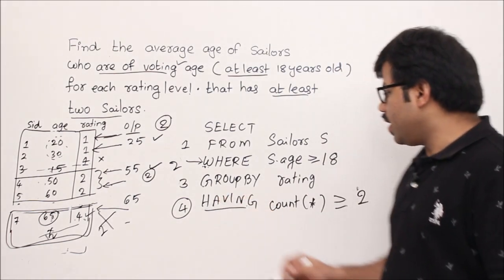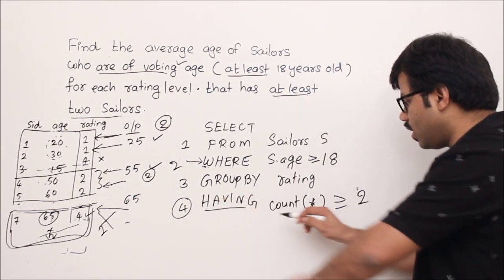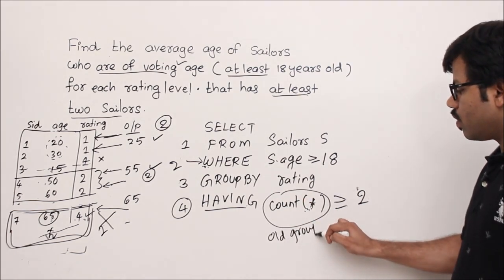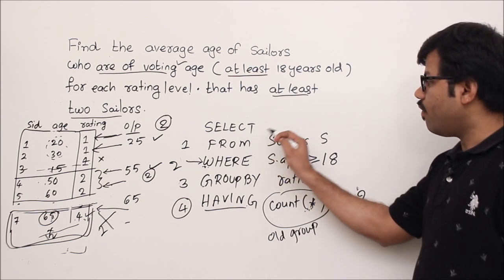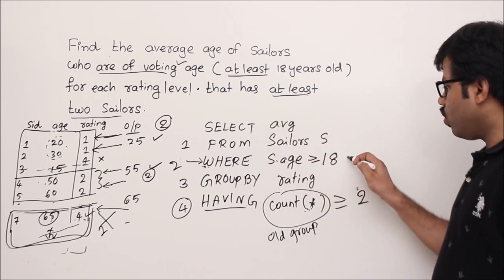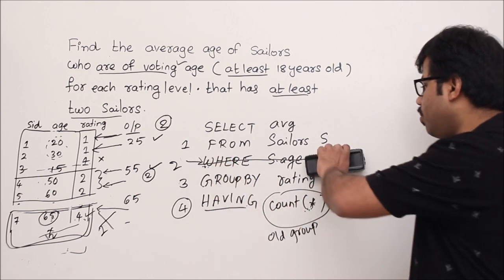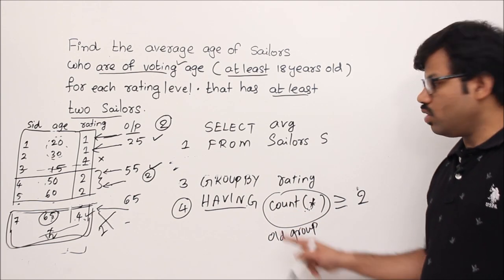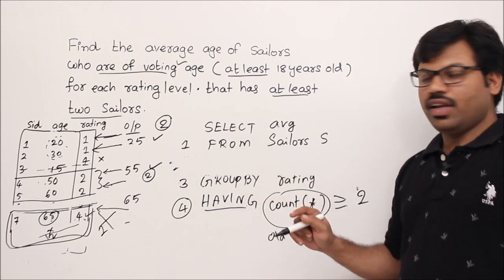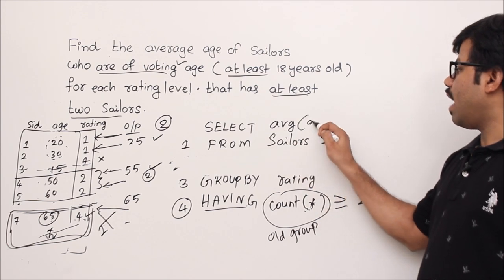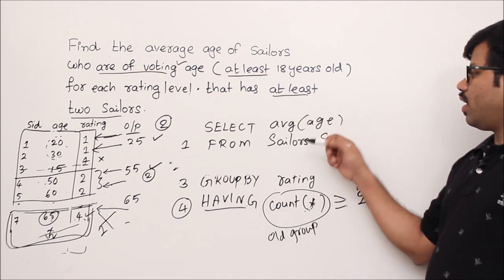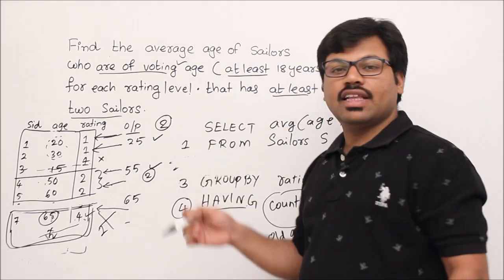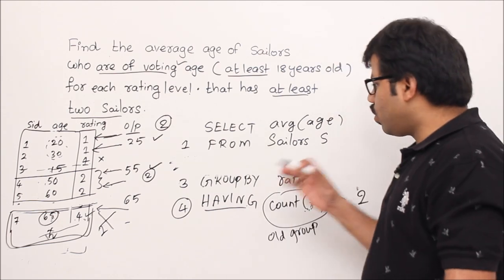Correct? That's why the problem is, while applying the having condition, you want to count the old group count. But to compute average age only for the required people, we have to remove this one. If you keep the where clause, this count will be wrong. So we remove where. But if you remove where, then you will be computing the average age for everyone, for people with age less than 18 also. So again, in that sense it is wrong. So what to do then?